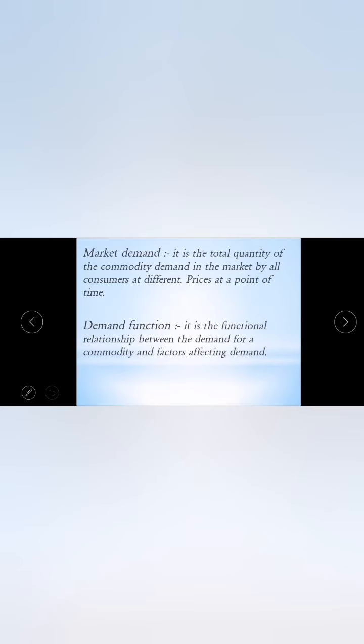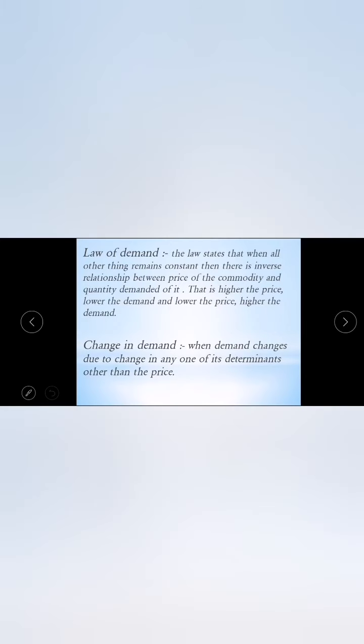Okay, that is called the demand function. Next we are moving to the law of demand. The law states that when all other things remain constant, there is an inverse relationship between the price of the commodity and the quantity demanded of it. That is, the higher the price, the lower the demand, and the lower the price, the higher the demand.